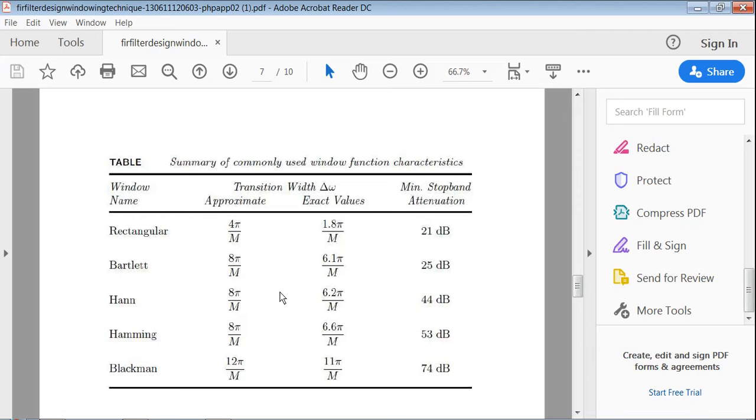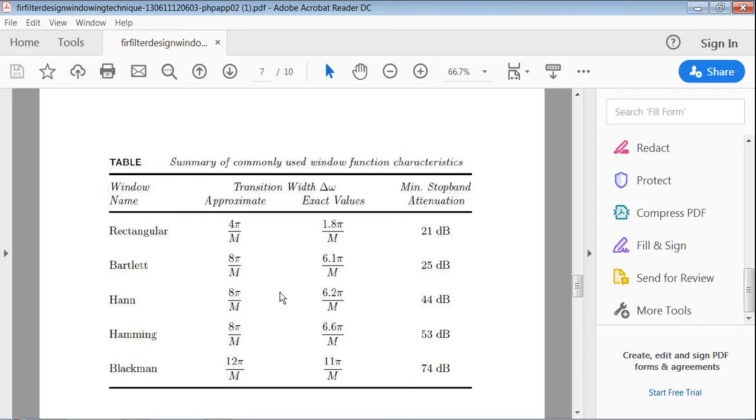Generally, Hanning and Hamming windows are very popular. For the Hanning window, the stop band attenuation is 44 dB. But for high frequency, generally the Hanning window is used. The Hamming window is very good because though its central lobe width is 8 pi by m, it has the side lobe attenuation of 53 dB.